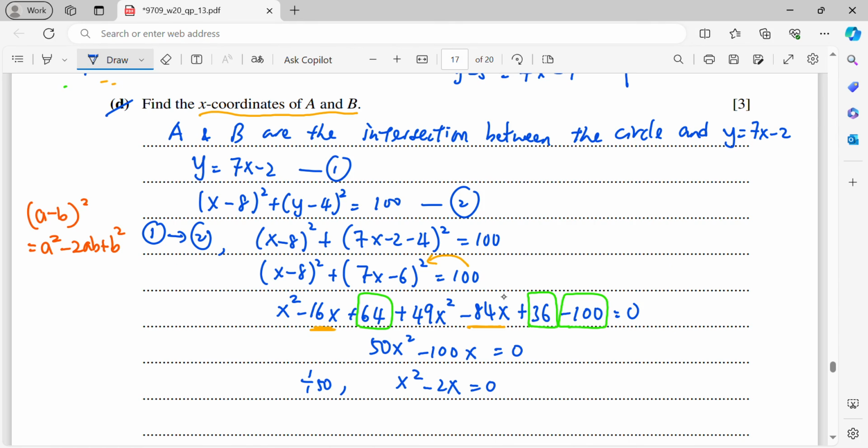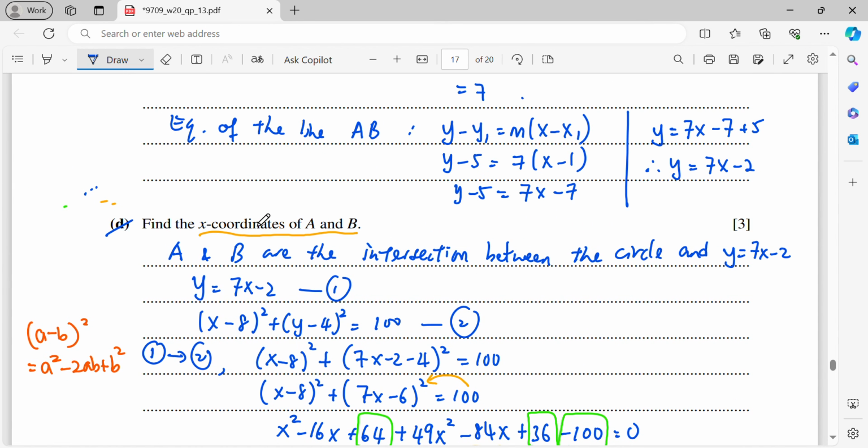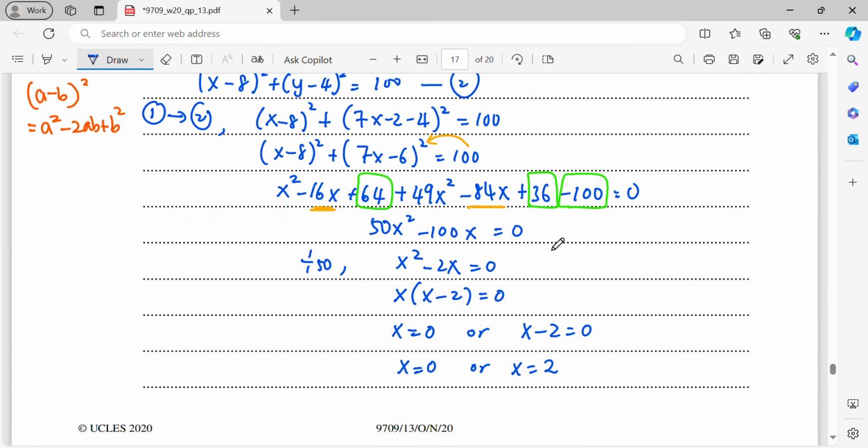From here, x squared minus 2x equals 0. The common term is x, so I will factorize the x to get x times x minus 2 equals 0. The product of two terms equals 0 means that one of them must be 0. So either x equals 0 or x minus 2 equals 0, which means x equals 0 or x equals 2. So these are the two x values, the x coordinates of A and B. So done for this part.